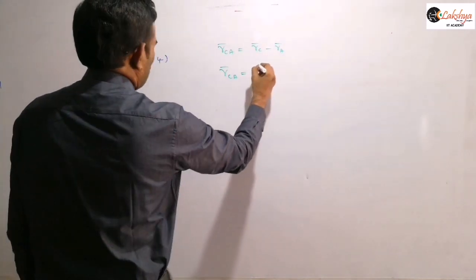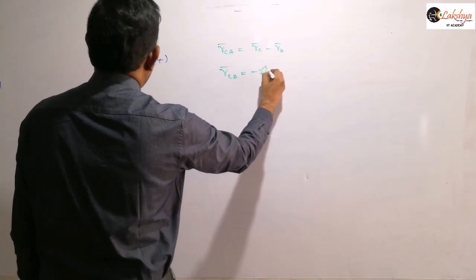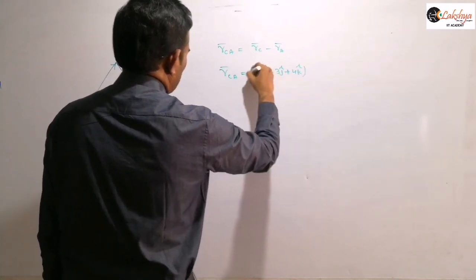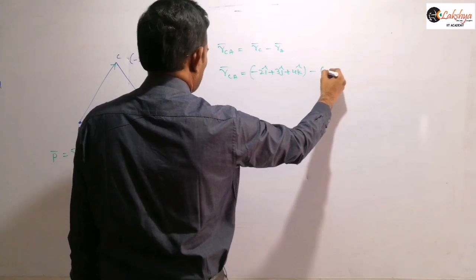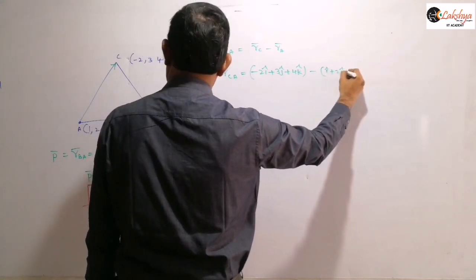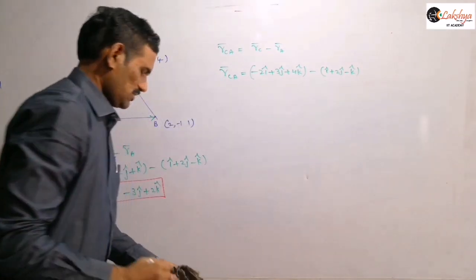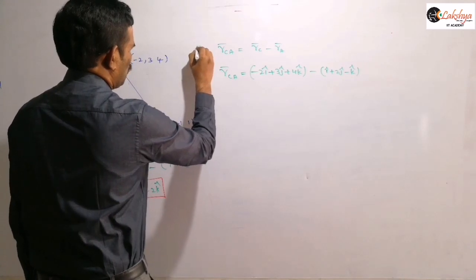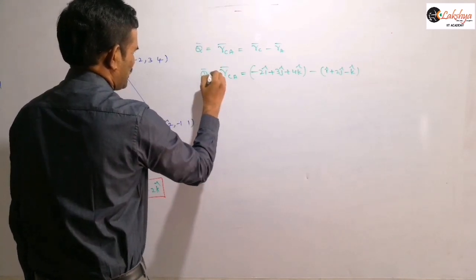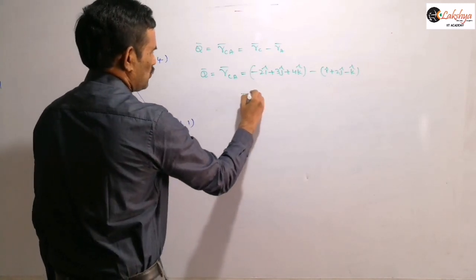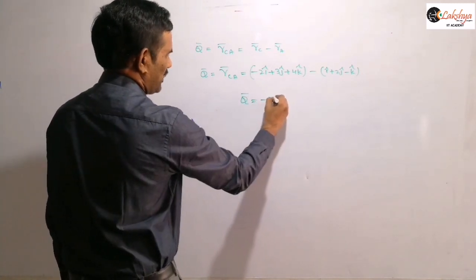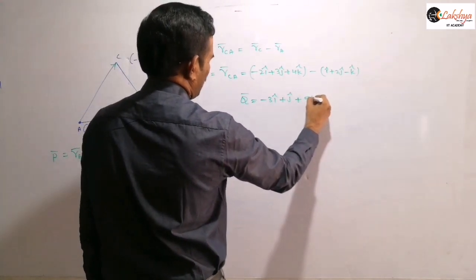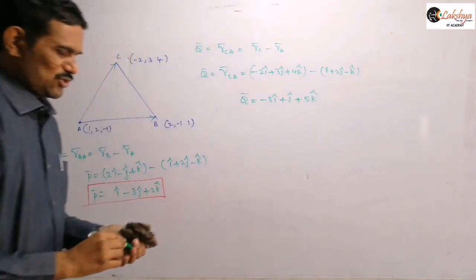So if you are substituting this, then this value is -2i cap + 3j cap + 4k cap. This is RC bar minus RA bar, which is nothing but i cap + 2j cap - k cap, right? And we can simplify that. You will get this. Let's suppose I am taking this vector as some q bar, for example. Therefore, this q bar is equal to -3i cap + j cap + 5k cap. So now this is our q bar vector here.